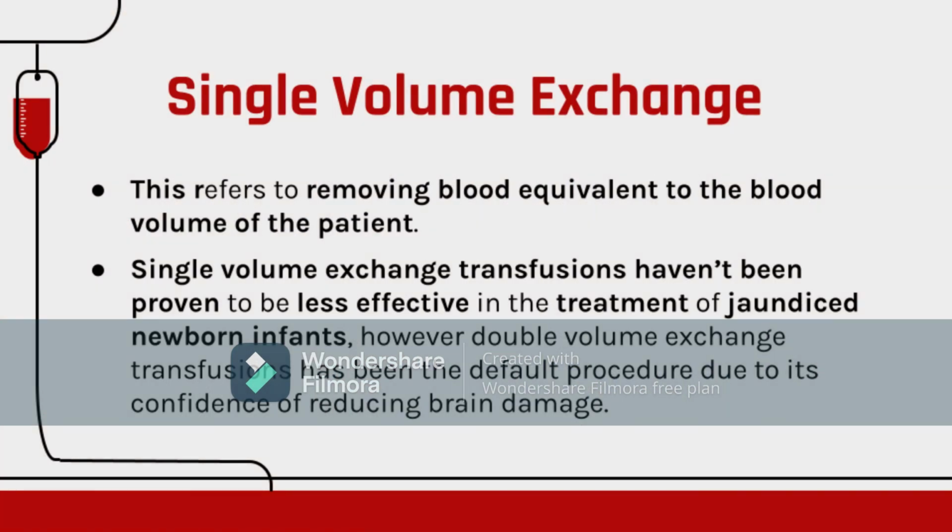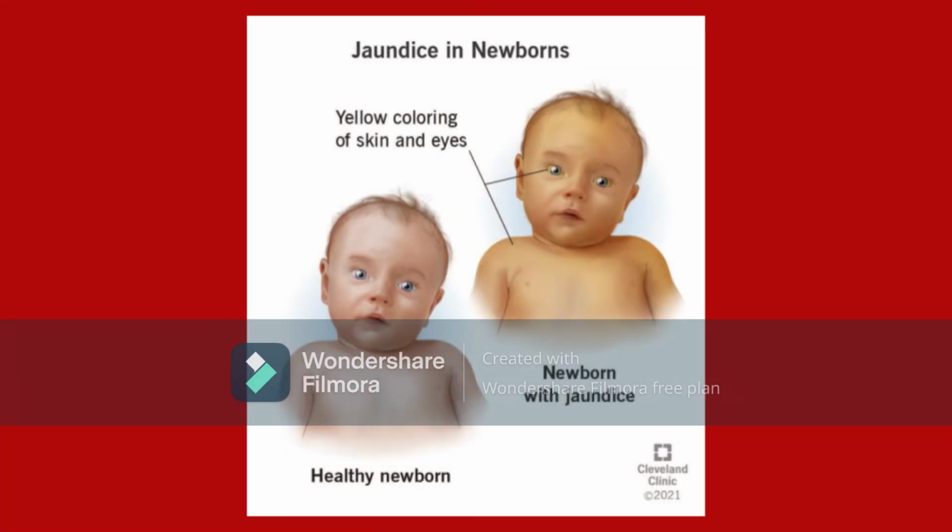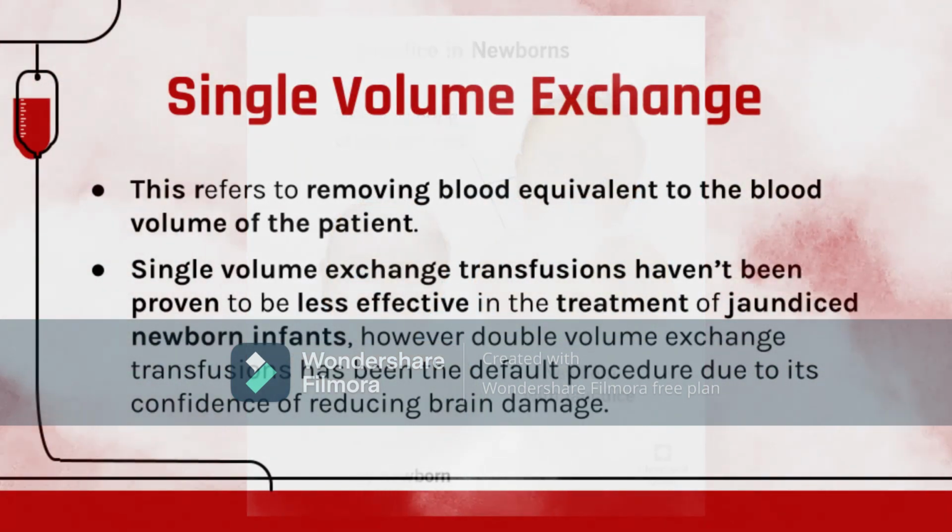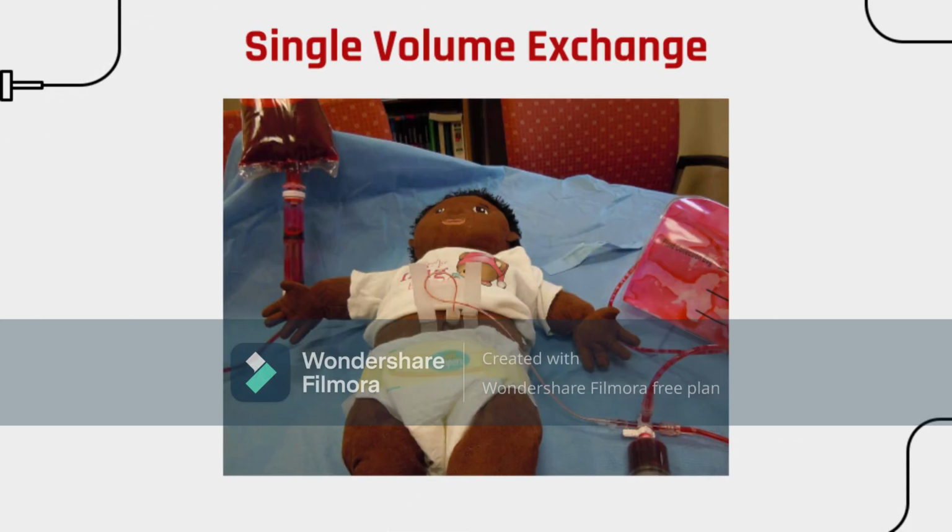Lastly, we have single volume exchange transfusion. This refers to removing blood equivalent to the blood volume of the patient. SVETs haven't been proven to be less effective in the treatment of jaundiced newborn infants. However, double blood volume exchange transfusions have been the default procedure due to their confidence of reducing brain damage. The simulated blood, disposal blood, and umbilical venous catheter are attached to the four-way stopcock as shown. This model requires a single operator to perform the transfusion.